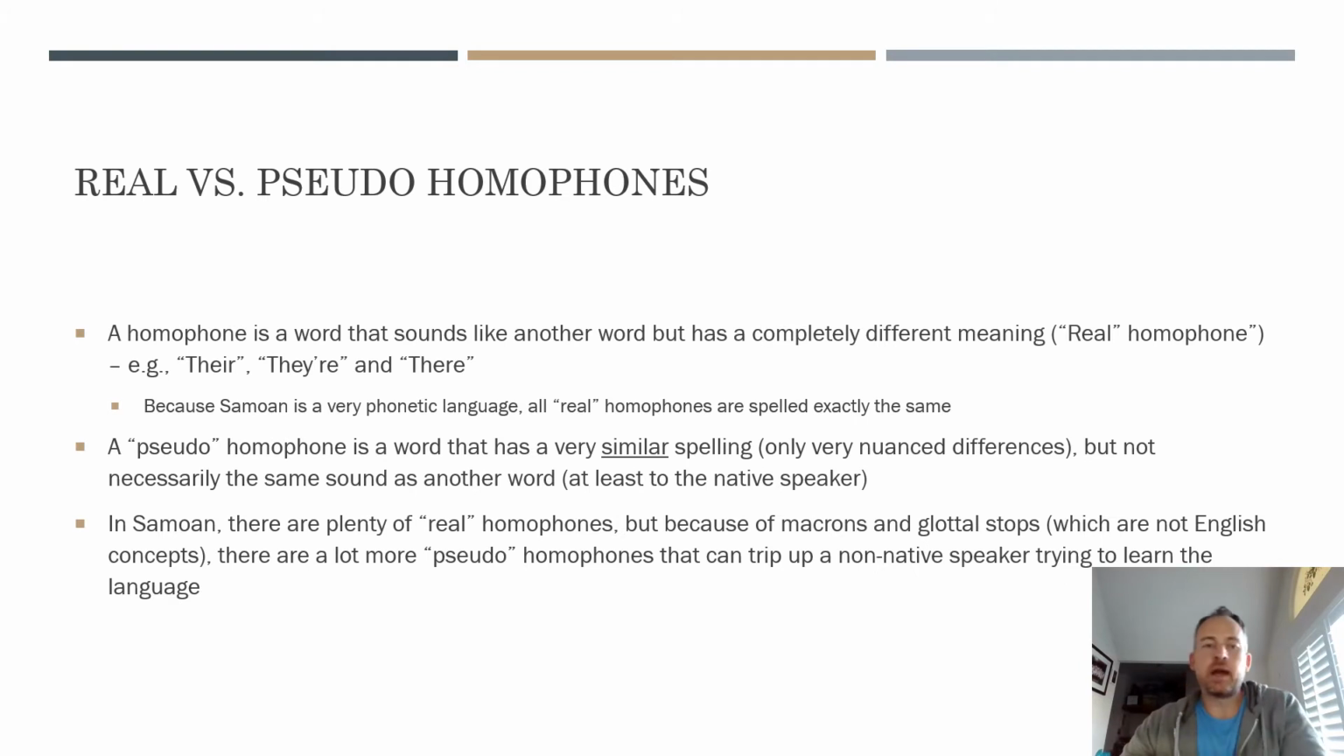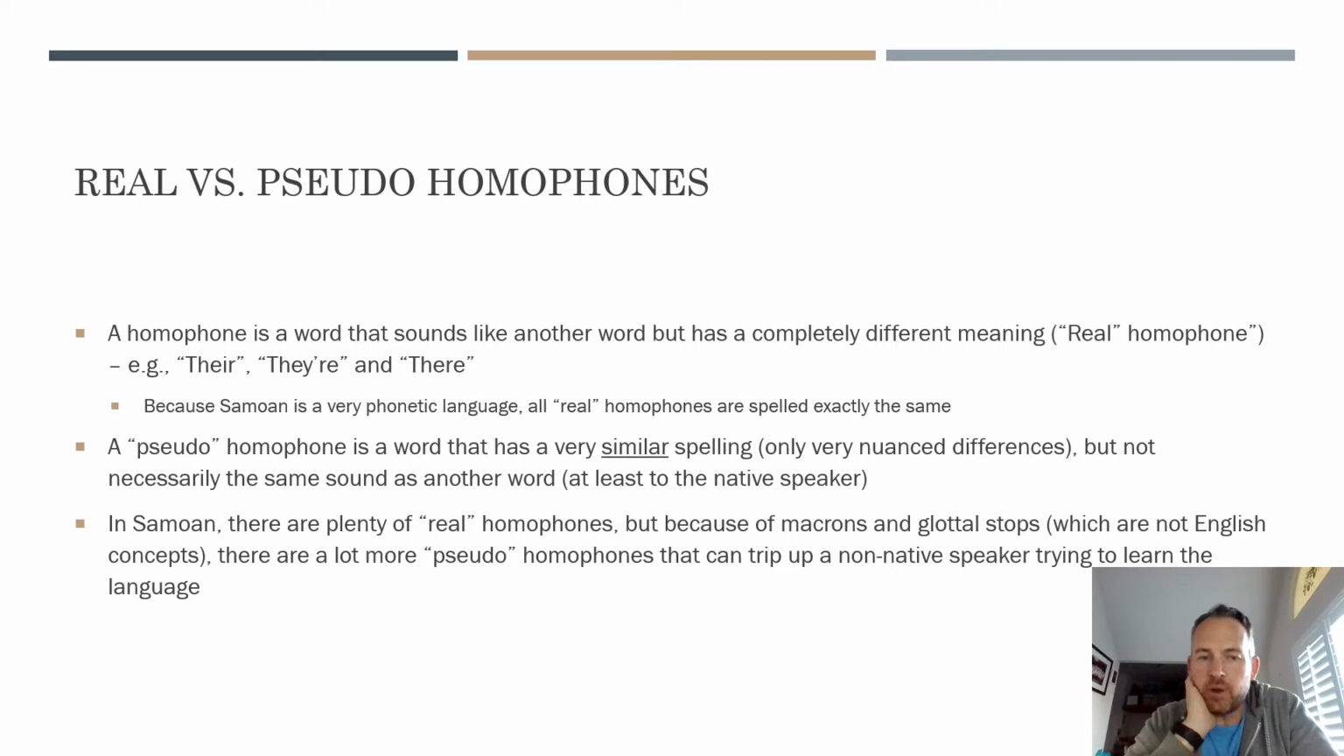What I mean by a real homophone, in English we have bunches of these, and basically these are words that sound exactly the same. They're probably spelled differently, and they mean completely different things. So words that just sound the same, but they mean something different.